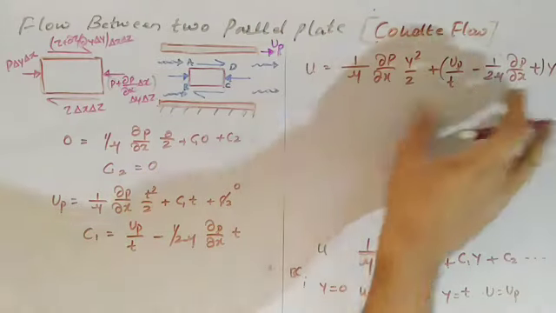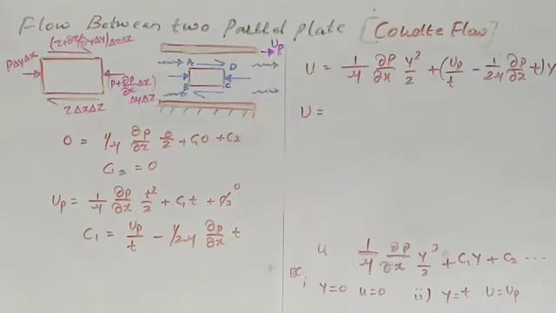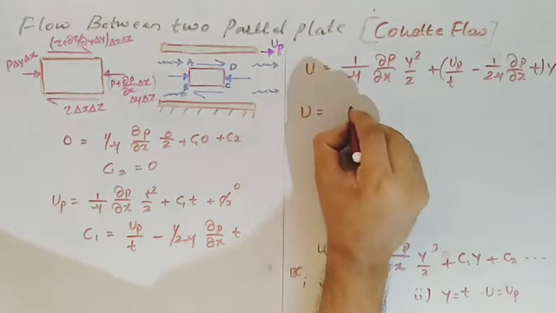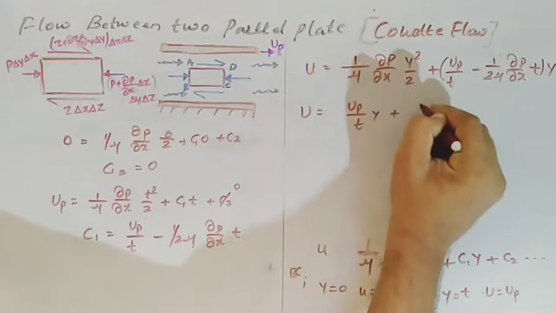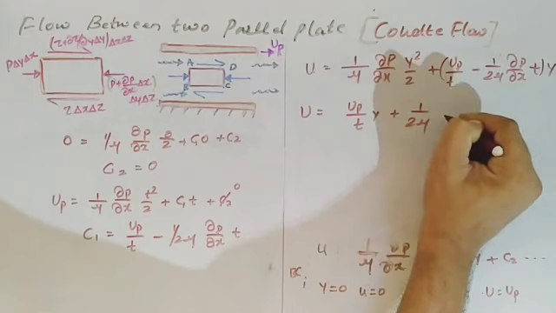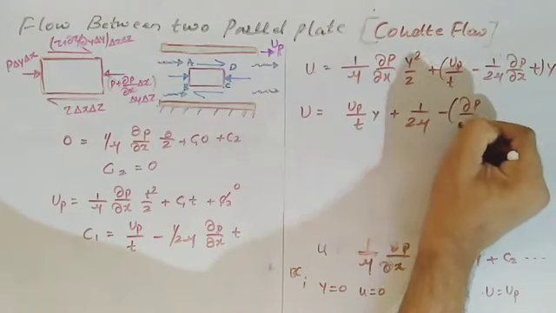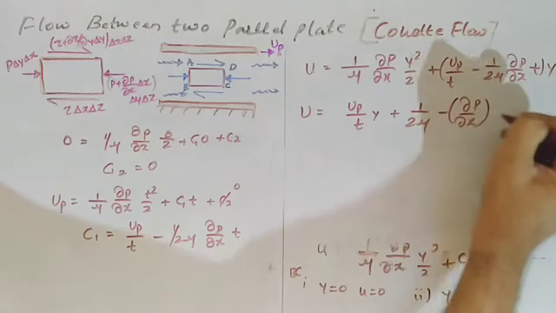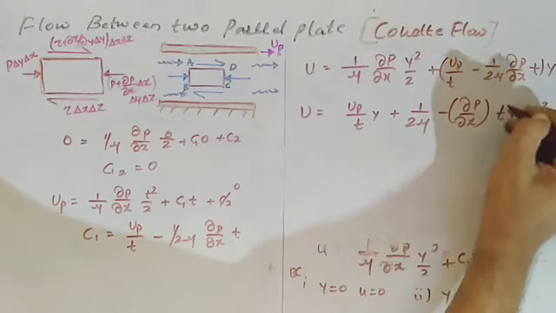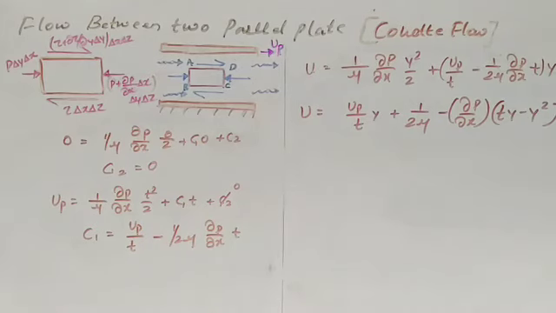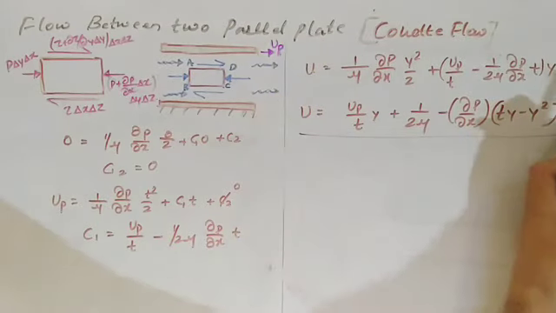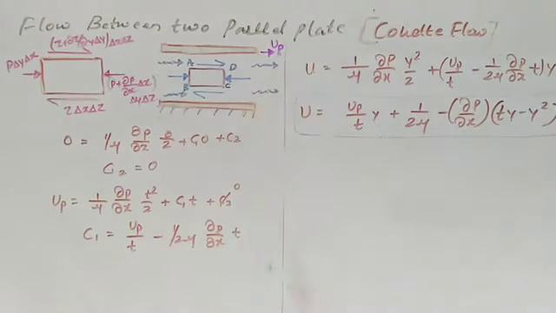Now if I simplify this equation, I will get u, that is velocity, equal to Up/t y plus 1/(2 mu) times (−∂p/∂x) into (ty − y²). Now this is the velocity equation which helps us derive the velocity distribution in the flow.